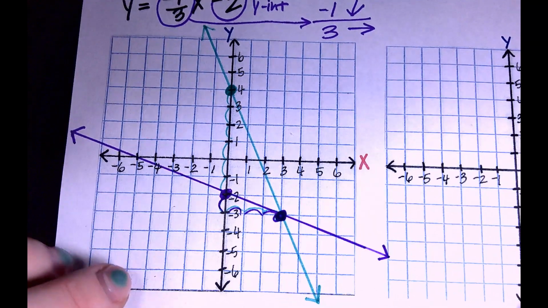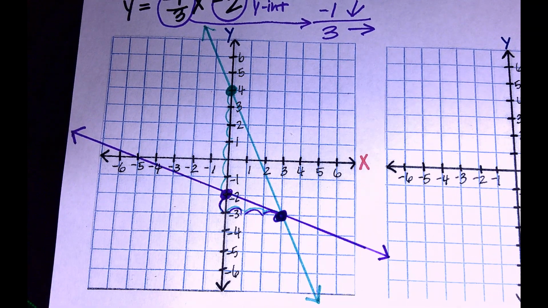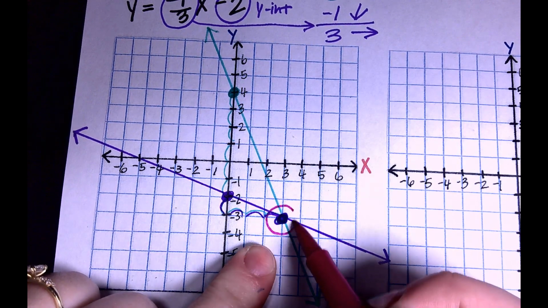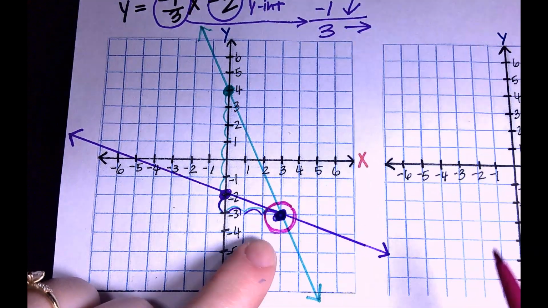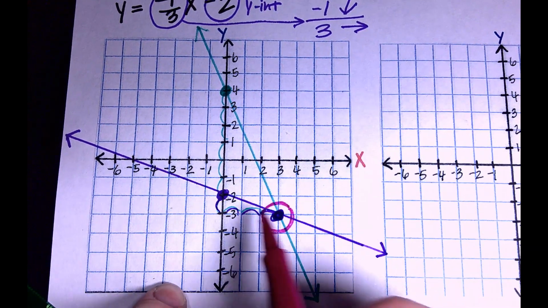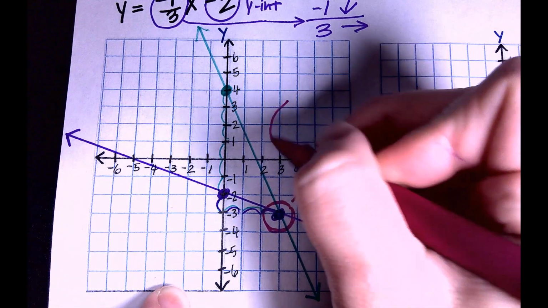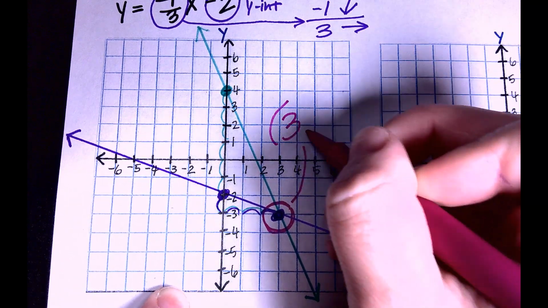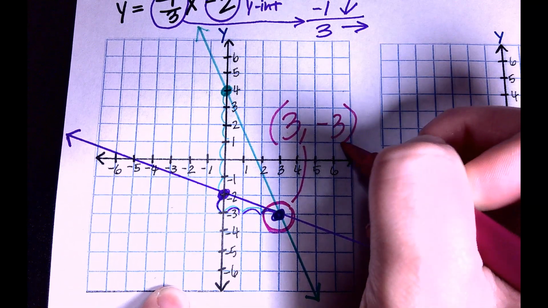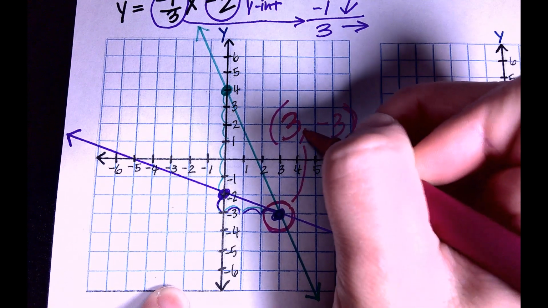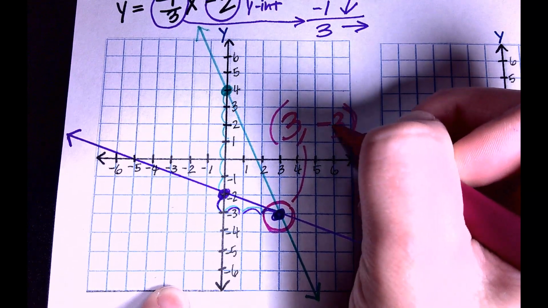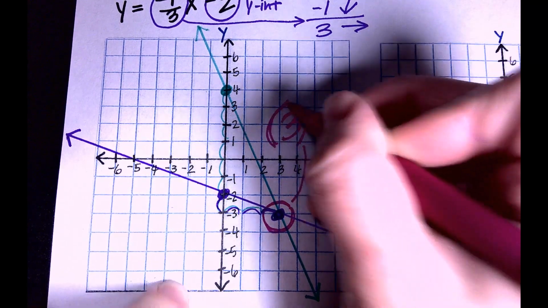And once you've got both lines drawn, where's my intersection? What's the answer going to be? 3 and -3. Yes. 3 is my x value, -3 is my y value. So (3, -3). That would be my answer. Very nice.